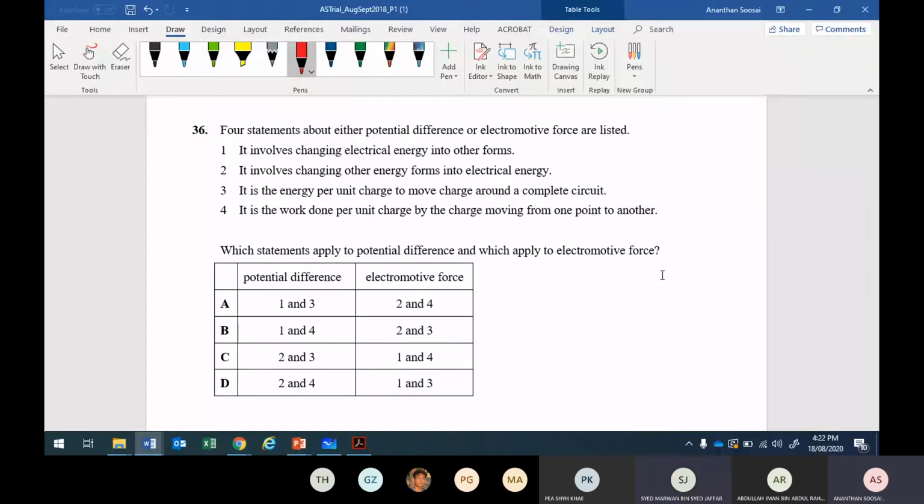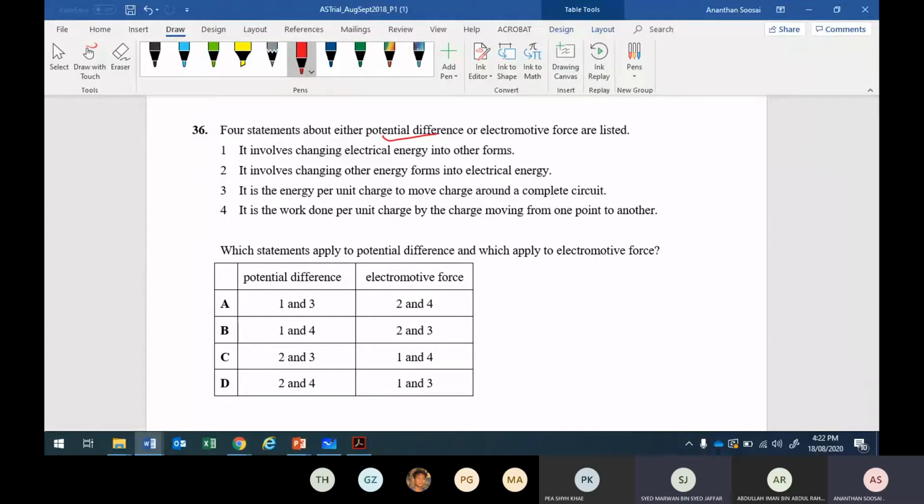It's a circuit current question. Statements about either potential difference or electromotive force are listed. So which statement applies for potential difference, which applies for electromotive force? If you remember the definition of both, I think you can get the answer. What is the definition of potential difference? Anyone?